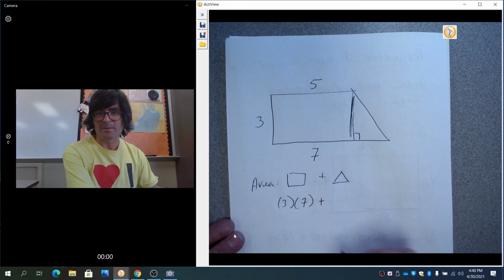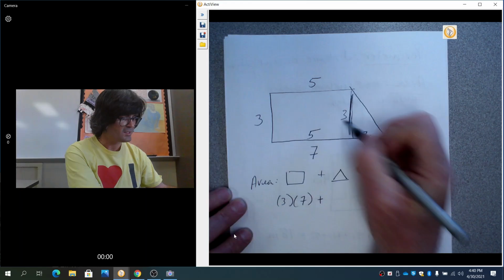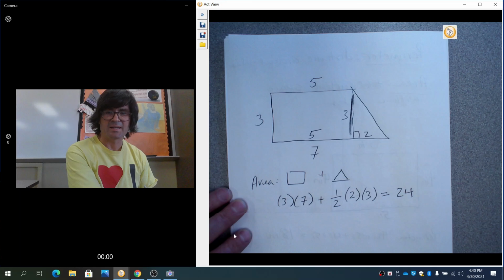Now for a triangle, they don't give us information here about this triangle, but we see this whole thing is 7 and that's 5. So I suddenly know that this is 5 and this is 2. And they don't tell me the height here, but I can see this is 3, so that has to be 3. So the area of a triangle is 1/2 times the base times the height, and that's going to be 21 plus 3, 24. That's the area, is 24. And if it was in inches, maybe 24 square inches.